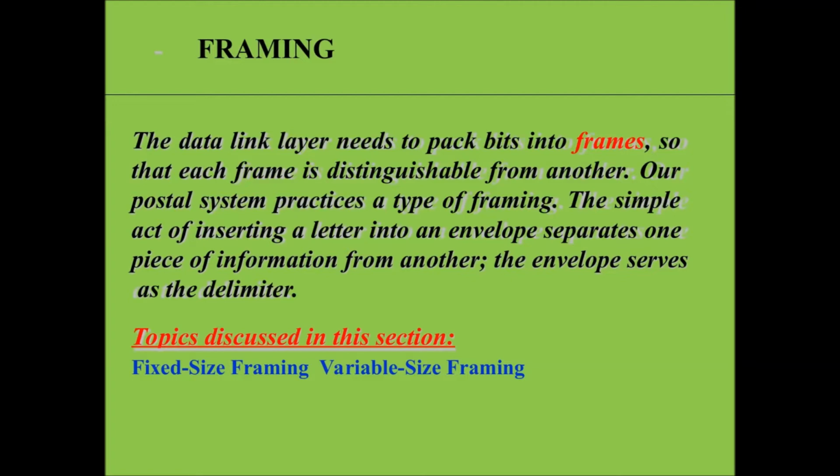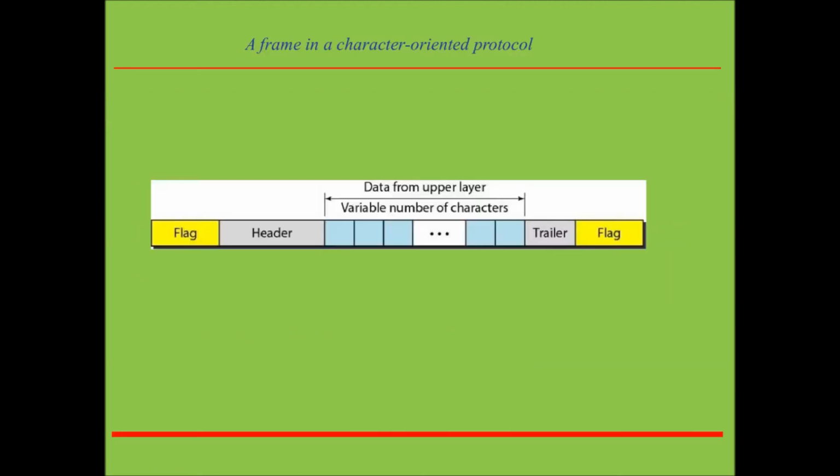There is a fixed size frame as well as variable size frame. So it depends on different networks. We use fixed or variable size framing concept, and again frame is data which is being transmitted from source to destination. A frame in a character oriented protocol. A character oriented protocol means data will be transmitted in the form of characters. So over here character oriented protocol is used.